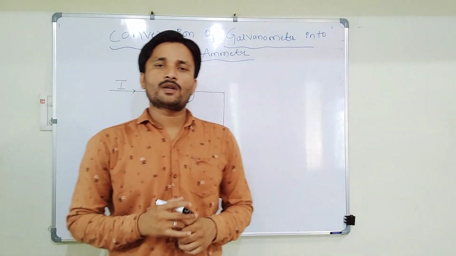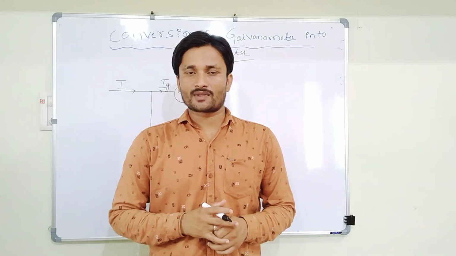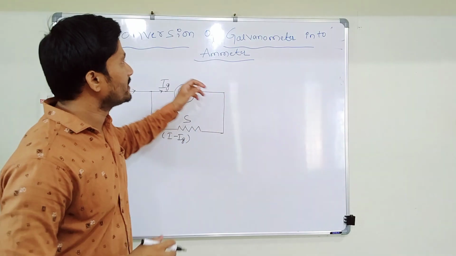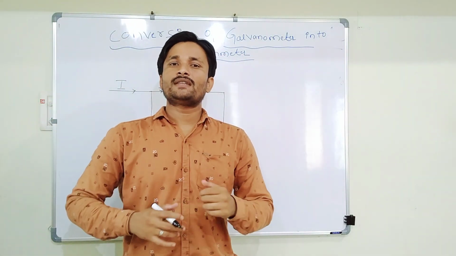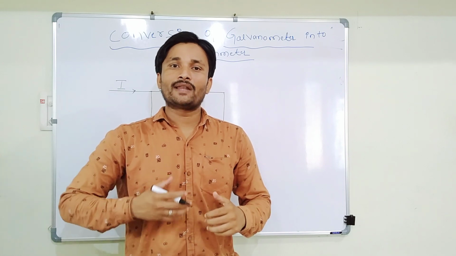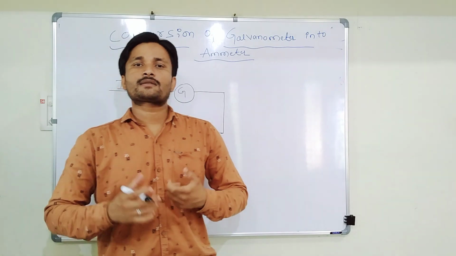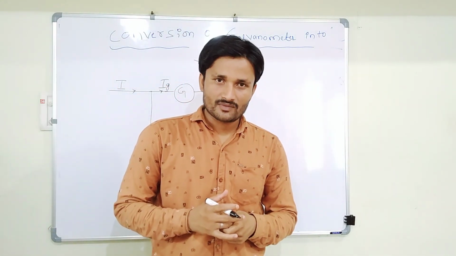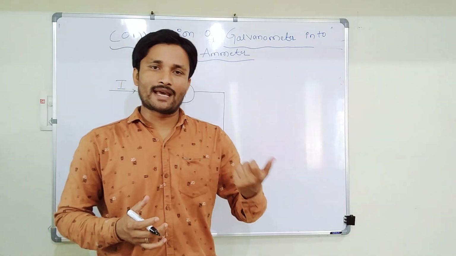In today's class we are going to discuss how to convert a galvanometer to an ammeter. That's why I have written the title, conversion of galvanometer into an ammeter. First, let's see how we define the word galvanometer. A galvanometer is a device which measures a small amount of electric current.